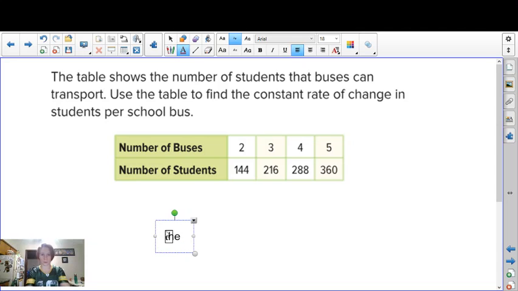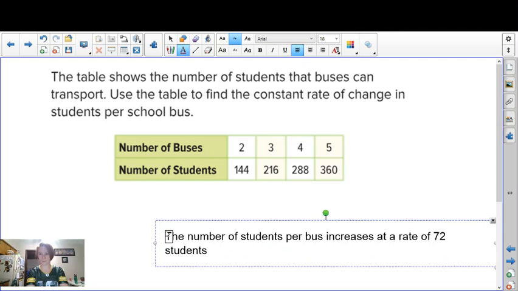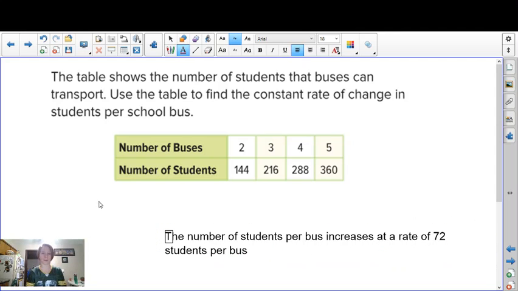I don't know why that's doing that, but okay. Students per bus increases of 72. I have no idea why it is outlining the T. Don't ask me. The number of students per bus increases at a rate of 72 students per bus.